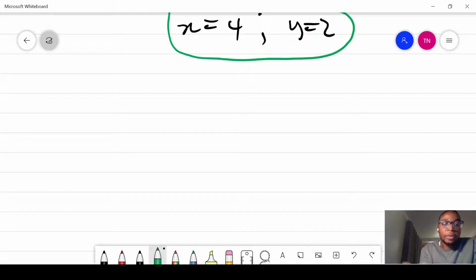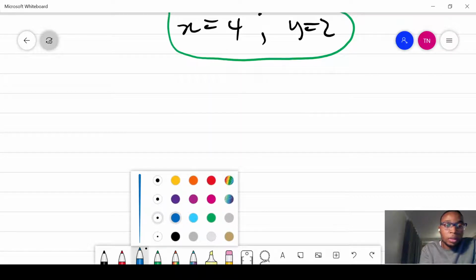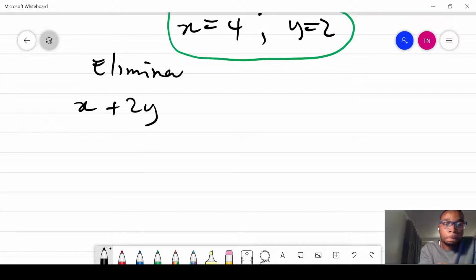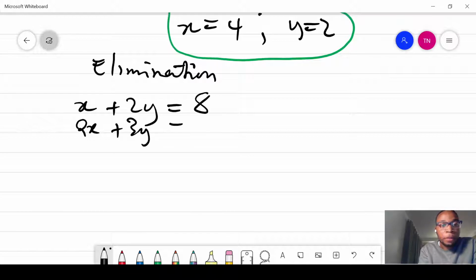So we can still do the same thing now by elimination. So doing the same thing by elimination, we're going to have x plus 2y. So that was substitution. This one is elimination. Yeah, the one I did earlier was substitution. This one is elimination now. x plus 2y equals 8. Then you have 2x plus 3y equals 14.